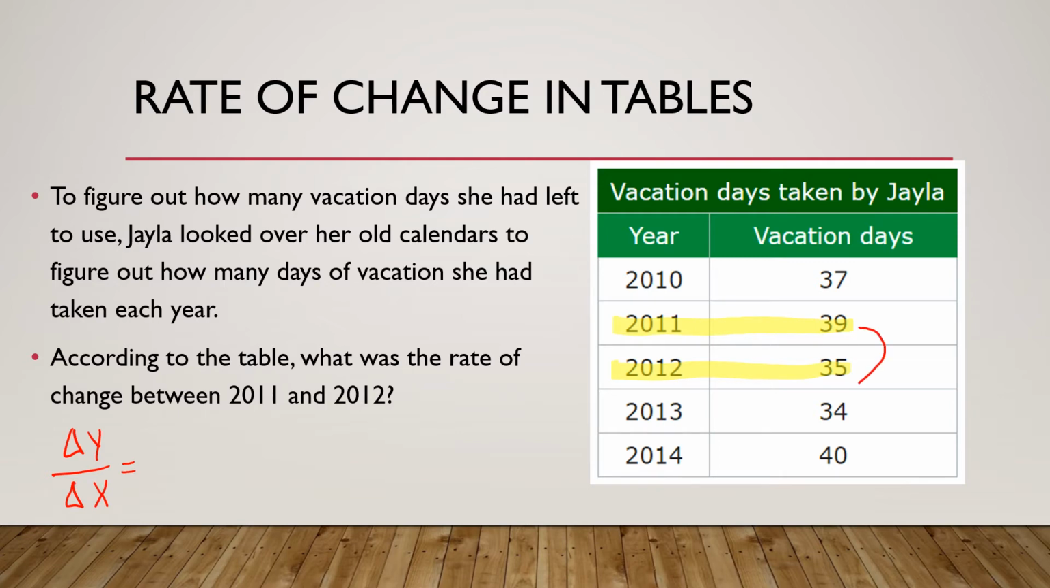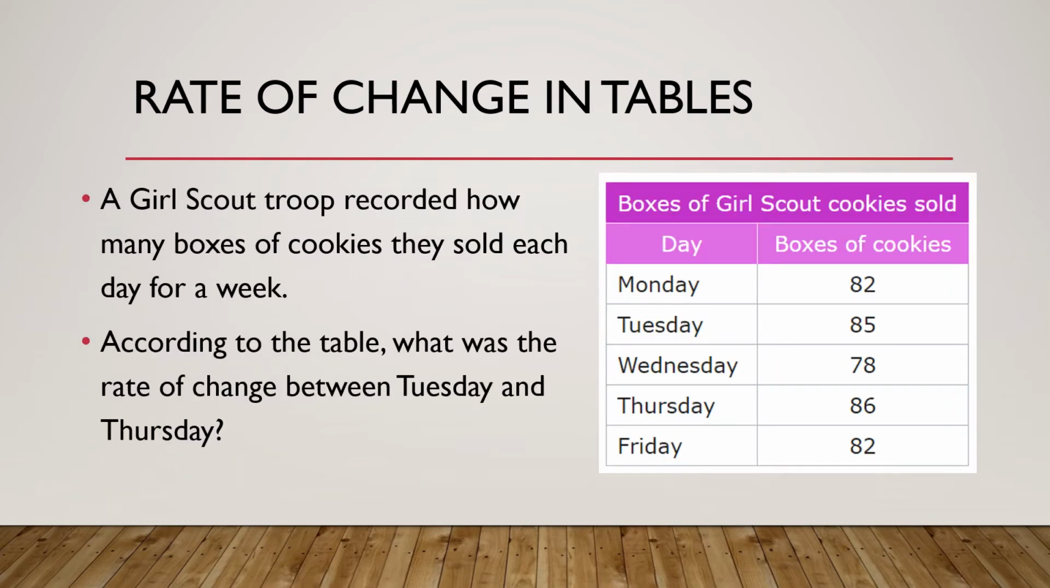So we went from 39 to 35. So that is a decrease or a negative. And that is a decrease of 4. And from 2011 to 2012 is 1. And negative 4 divided by positive 1 is negative 4. So your rate of change was negative 4. Pause your video and try this one on your own.